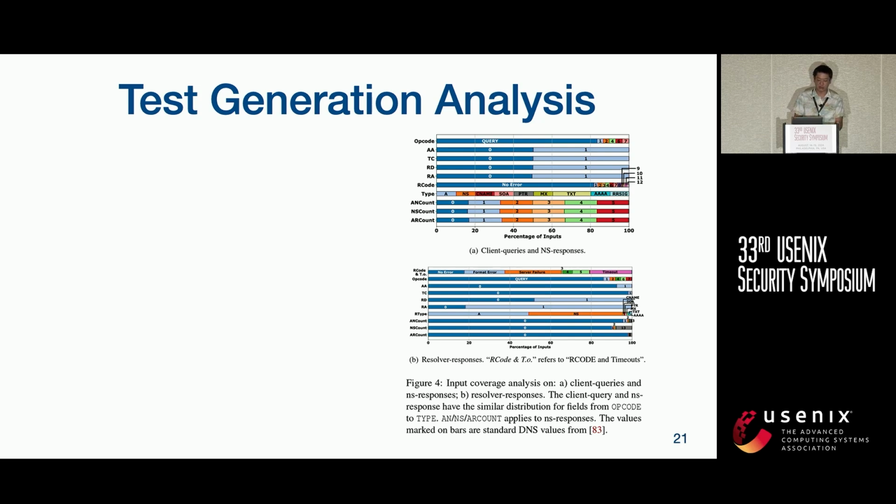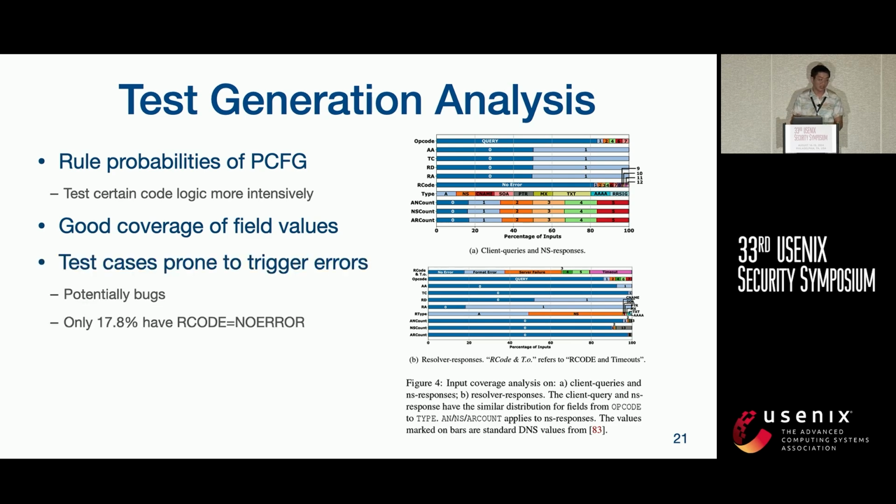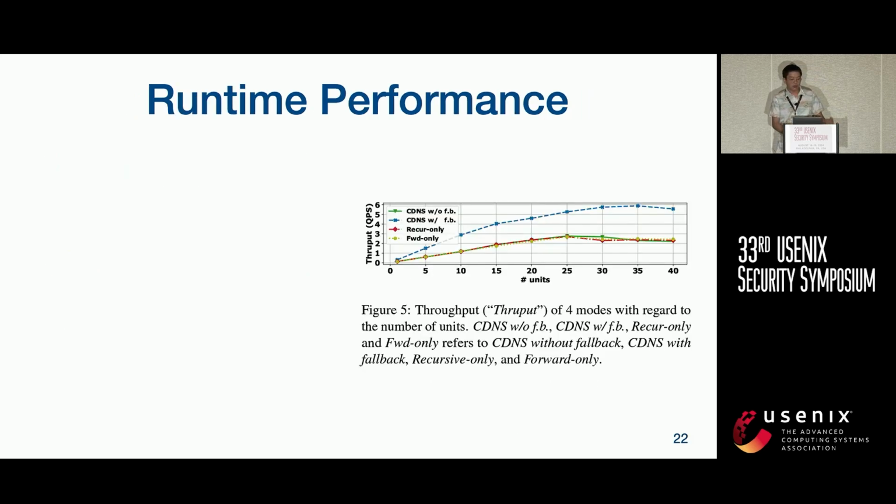we also do the analysis on the test case generation. We have different probabilities, or different weights, for each terminal, so that we can test certain code logic more intensively. As shown in the figure, it has good coverage of those fields. And these test cases are prone to trigger errors. We find that only 17.8% of the RCODEs are non-error, which means it is very easy to trigger exceptions in the resolvers. And our runtime performance is also very good.